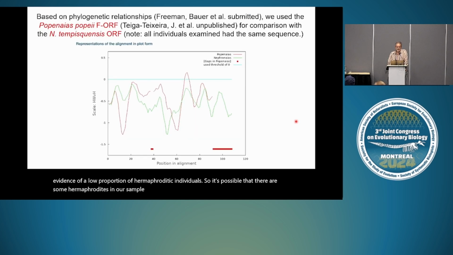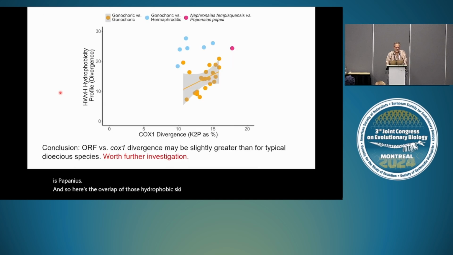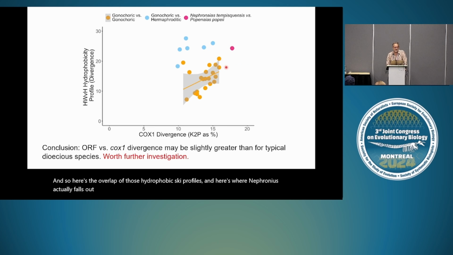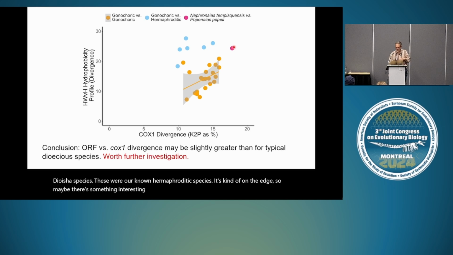So we compared the ORF sequence for Nephronius with the closest relative we could find, which is Papanius. Here's the overlap of those hydrophobicity profiles, and here's where Nephronius falls out for its ORF divergence compared to COX-1 divergence. These were our standard dioecious species, and these were our known hermaphroditic species. It's kind of on the edge, so maybe there's something interesting there. It's a little bit encouraging that maybe this is a population that's transitioning or has recently transitioned.